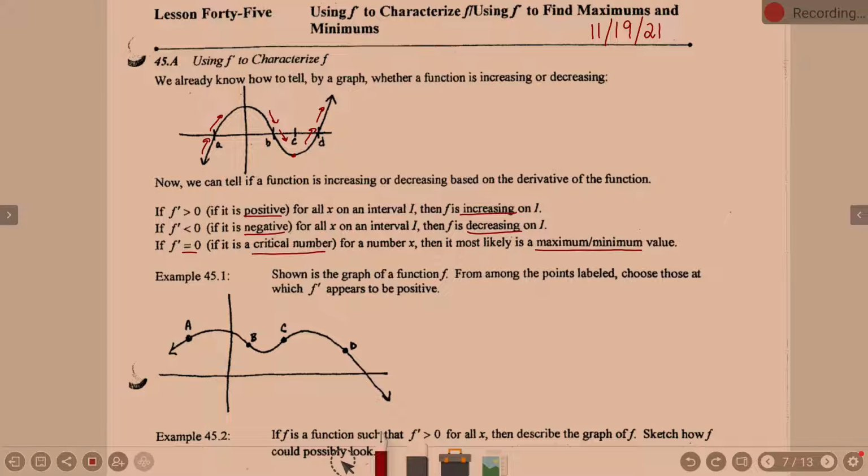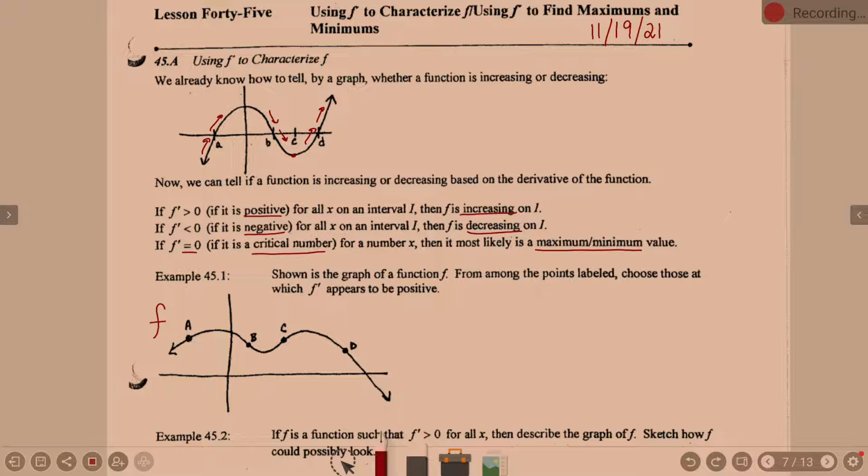Now, as we look at this one, shown is the graph of a function f. And one thing to watch for in calculus, especially AP problems, pay attention to what graph they give you. Sometimes they'll give you f, sometimes f prime, sometimes f double prime. That's why I'm trying to make sure it's labeled. It'll always be labeled and always tell you. But this is f, the original function. From among the points labeled, choose those at which the derivative would be positive.